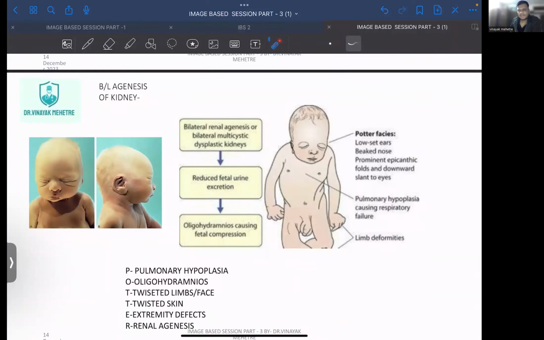A question comes: bilateral agenesis of kidney is seen in which diseases? One from gynae, anyone? Oligohydramnios will have bilateral agenesis of kidney, and the second one is Potter's syndrome.